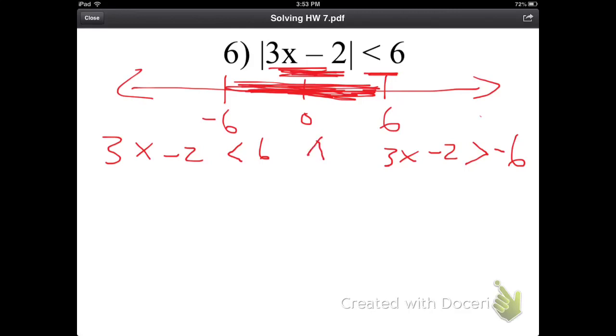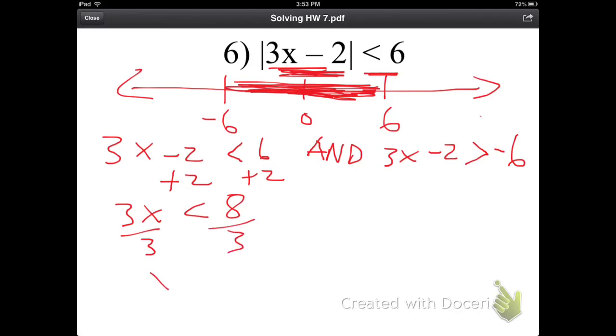So we turned this into a compound inequality, which looks like that. So we got left inequality and right inequality. Both of them have to be satisfied. So now you got your two inequalities. Solve them like you would independently of each other. Add 2 to both sides. You got 3x less than 8. Divide by 3, divide by 3. X is less than 8/3.